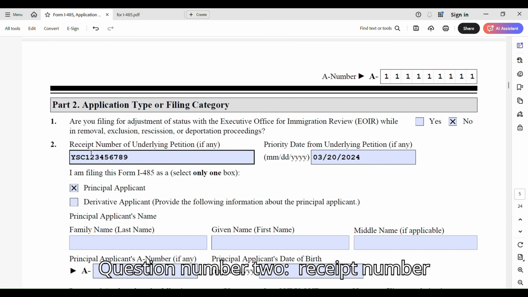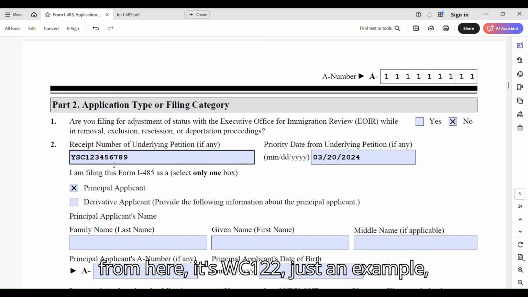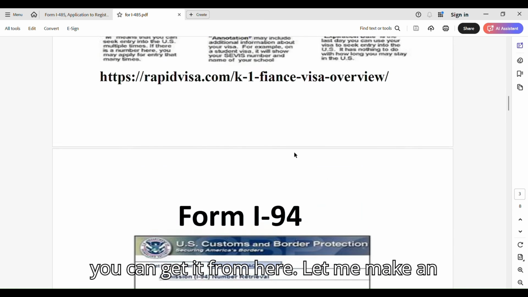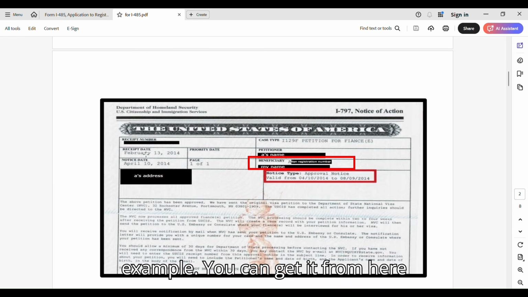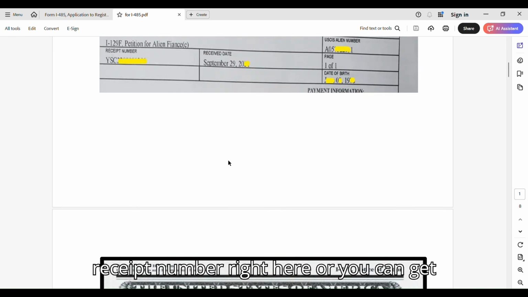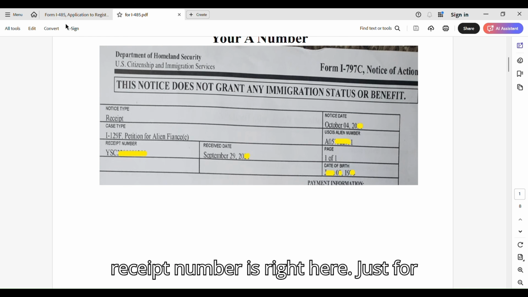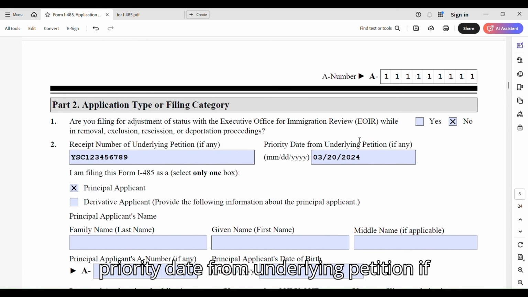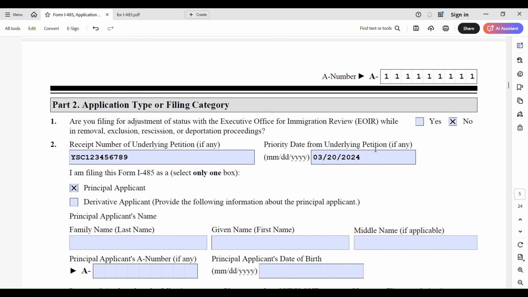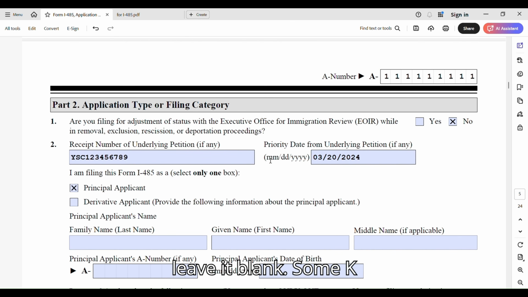Question number 2. Receipt number of underlying petition. You can get it from here. It's WC 122, just an example. In my example, you can get it from here. The receipt number is right here, or you can get it from right here. This one is clear. The receipt number is right here, just for learning purposes. And priority date from underlying petition, if any. If you have a priority date, you can add it right here. If you don't have it, just leave it blank.